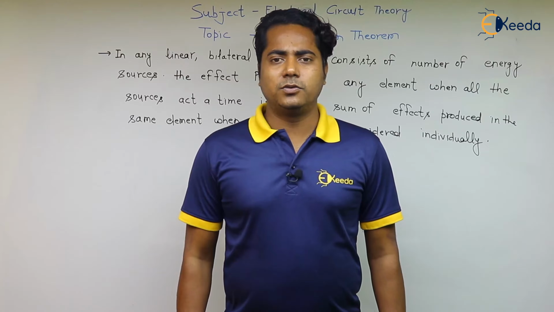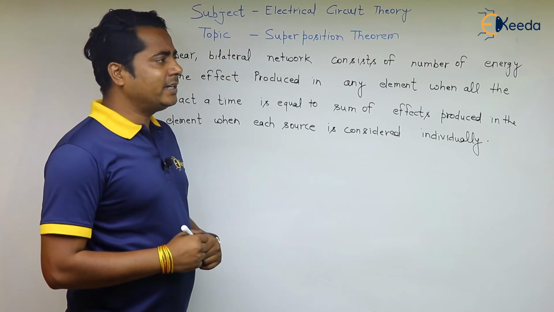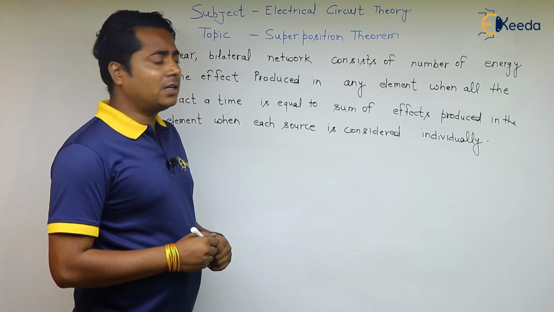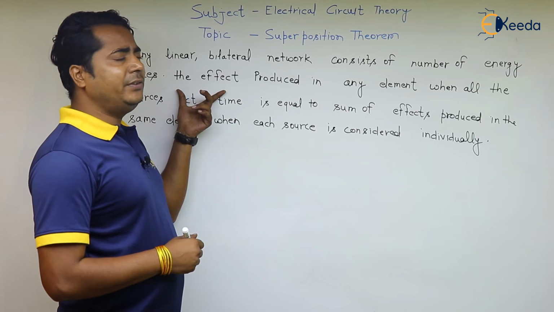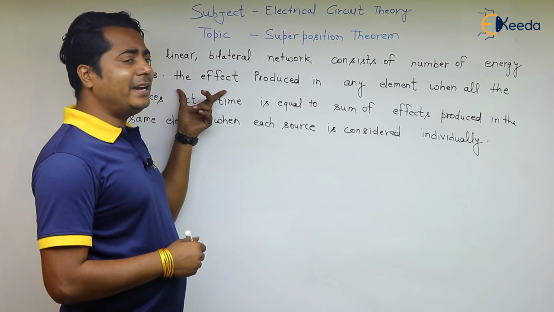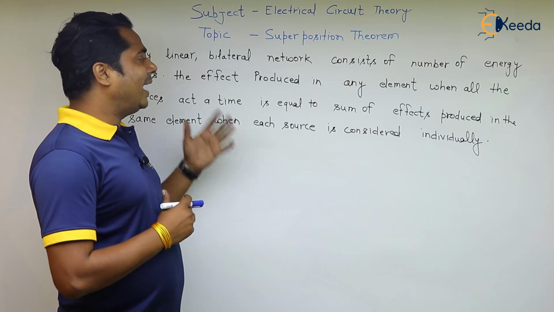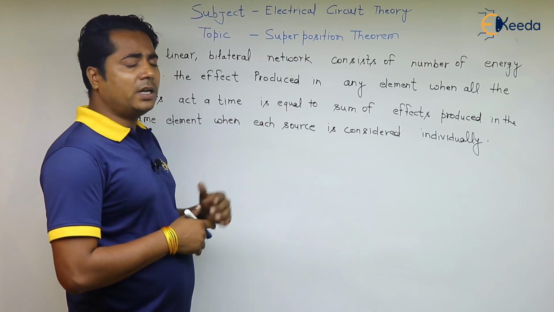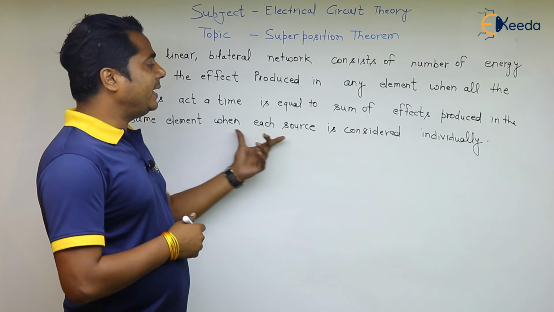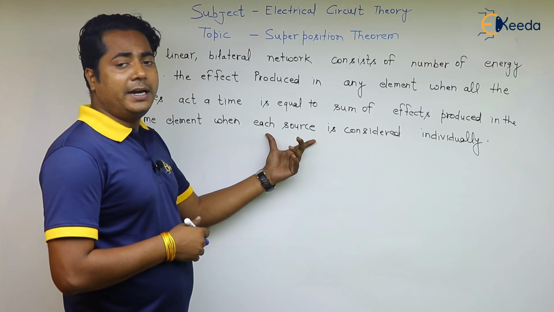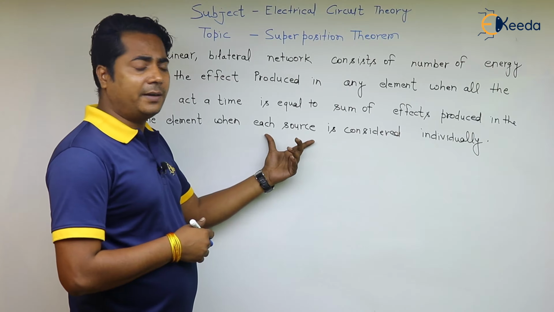Coming to the topic, the superposition theorem. In any linear bilateral network consisting of a number of energy sources, the effect produced in any element when all the sources act together at a time is equal to the sum of the effects produced in the same element when each source is considered individually. We can understand this with the help of an example.